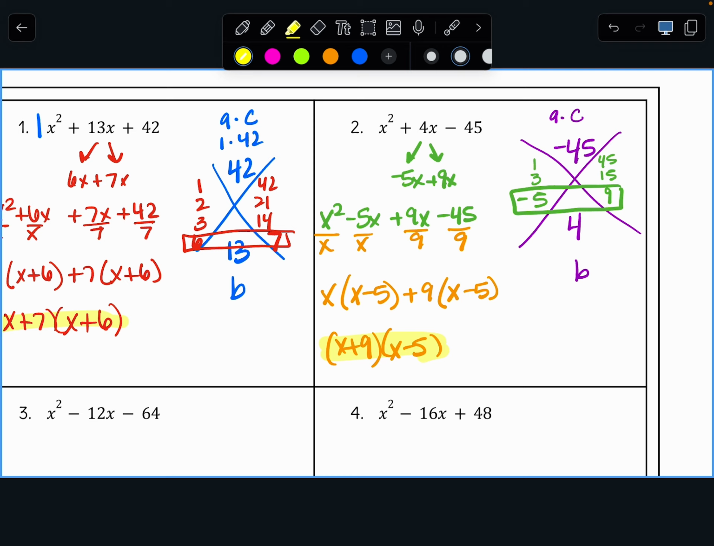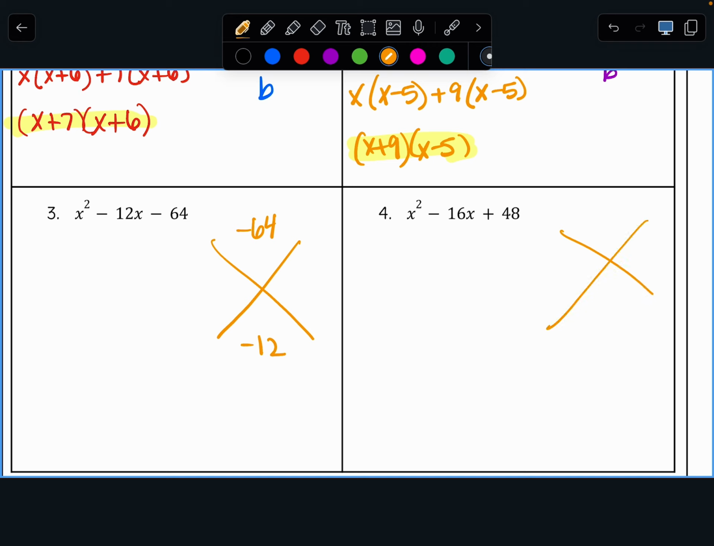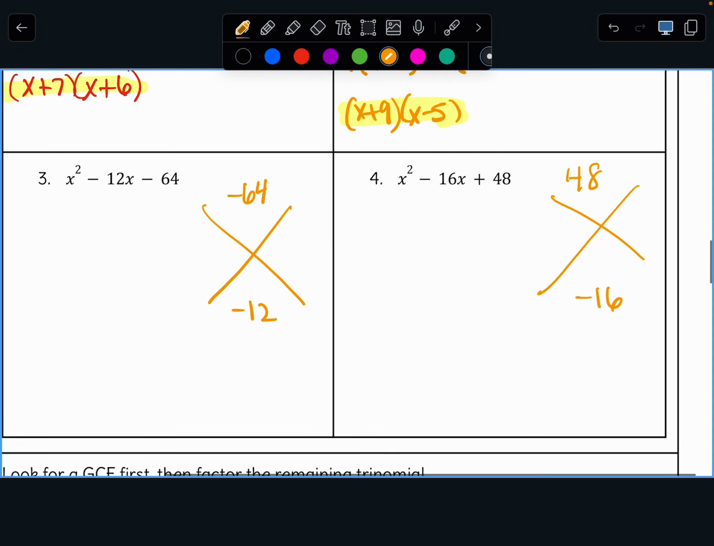All right, I'm going to give you a couple minutes. I want you to look for the factors. All I'm looking for are the factors that multiply to be negative 64 and add to be negative 12. And again, multiply to be positive 48 and add to be negative 16. Take a minute and do those, and then we'll do the next thing.